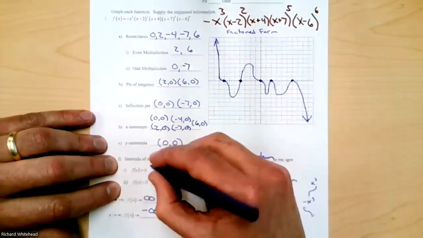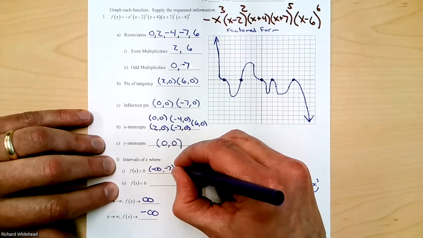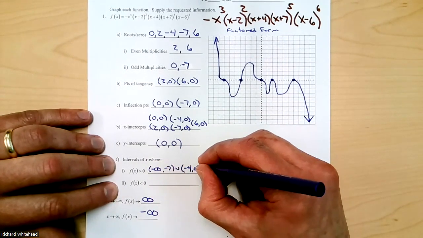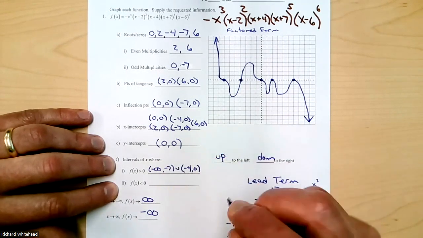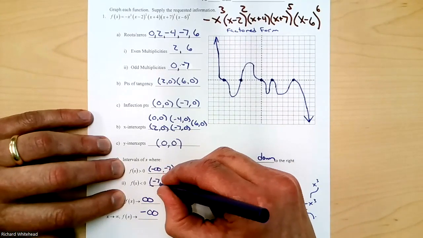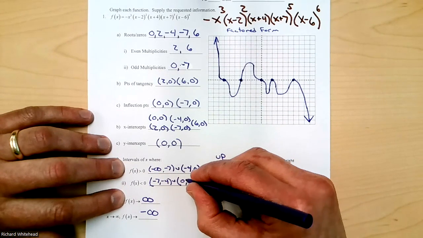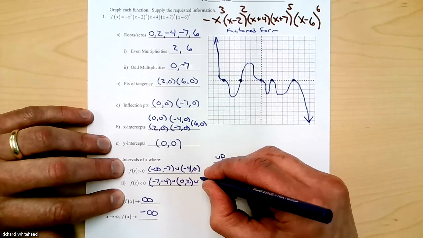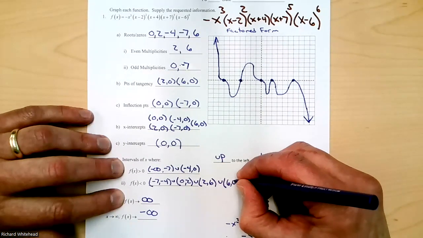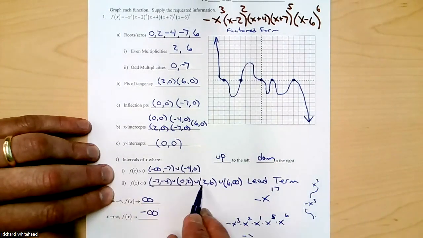So when am I above the axis? Well, it looks like I'm above the axis from negative infinity to negative 7, and then from negative 4 to 0, and that's it. That's the only times I'm above the axis. Then I'm below the axis from negative 7 to negative 4, then from 0 to 2, then from 2 to 6, and then from 6 to infinity. So I really have to wait and see the graph before I can answer these questions.